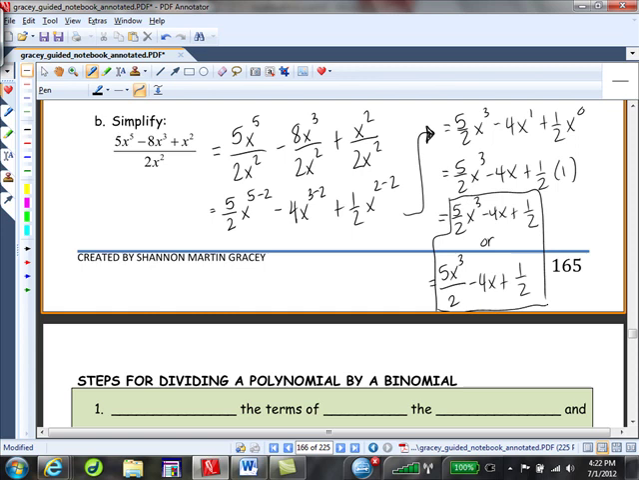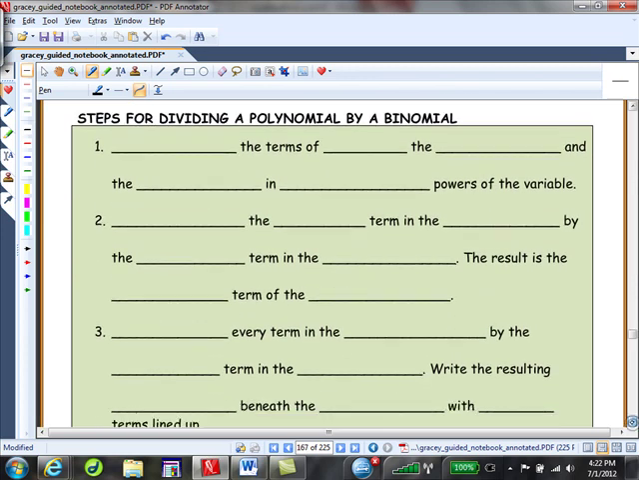Okay, so now we're going to learn some steps for dividing a polynomial by a binomial. What we need to do is make sure it's set up correctly. So the first step, and often it's done for you, is to arrange the terms of both the dividend and the divisor in descending powers of the variable.